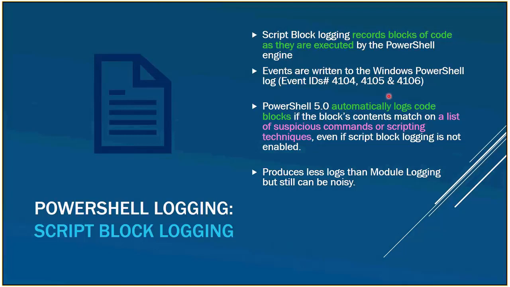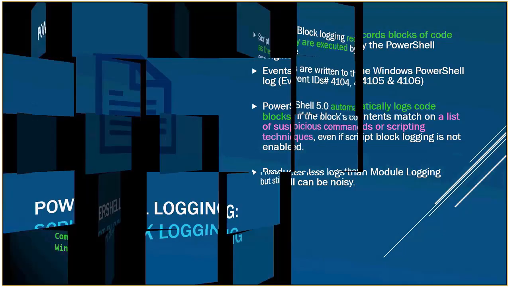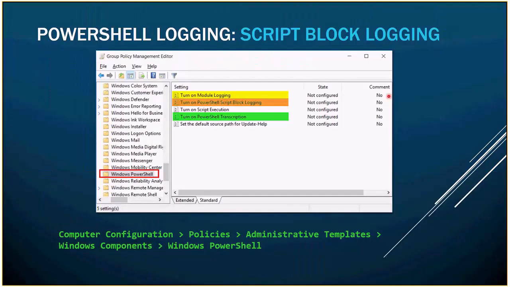When you turn on script block logging, you're saying, I want to turn it on for everything else. So even if you never turn on script block logging, you could have entries in your logs based on what it thinks is suspicious activity. Script block logging produces fewer logs than module logging, but it's still a lot. Same thing, turn it on, it's very simple to do.